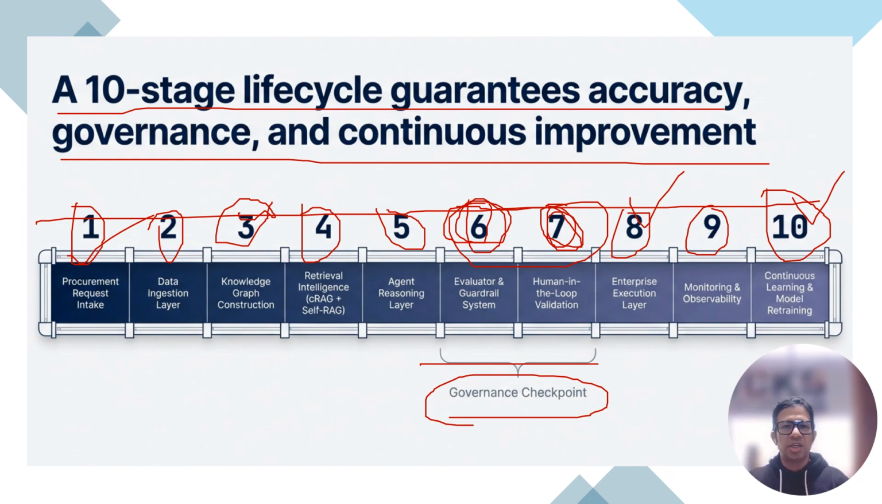So, final takeaway for this. If you remember one thing from this slide, it must be: a POC usually focuses only on retrieval and agents, but production requires the full 10-stage life cycle, especially governance, execution, and monitoring. And in the next slide, we are going to deep dive into how we unify structured and unstructured data to feed this whole life cycle.